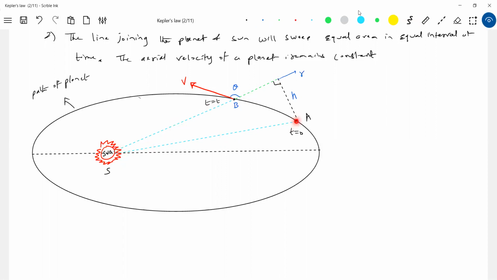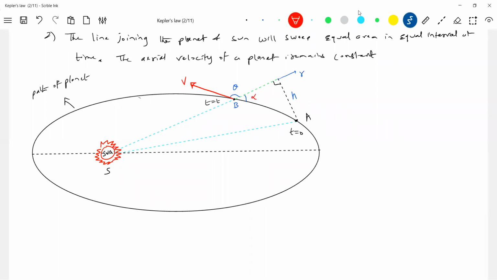The line joining the sun and planet will sweep equal area in equal intervals of time. That's called areal velocity, and that areal velocity remains constant. That is what I have to show. And when that areal velocity is constant, what is it equal to? Let me take this as alpha. Okay, let's get into the mathematics here.